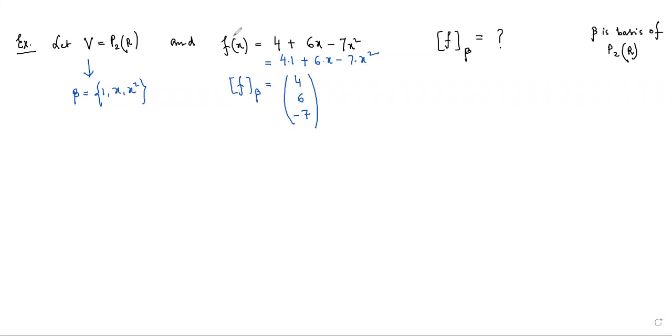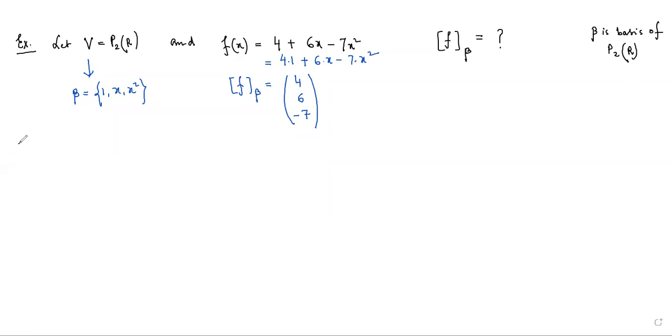It is very simple. We shall now generalize the definition of the coordinate vector of x relative to beta. Now we are going to generalize it to the representation of the linear transformation with respect to the basis beta. So let us generalize the definition a little bit further.